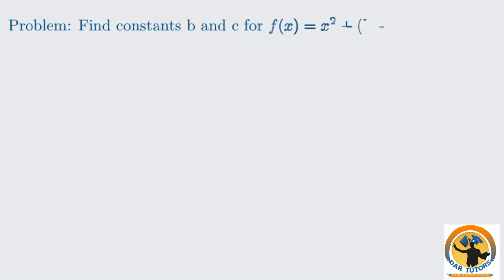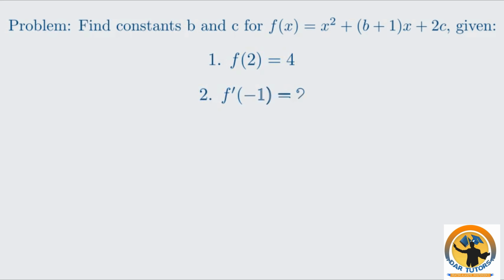Let's work through a more advanced problem that combines several concepts. We are given the function f of x equals x squared plus the quantity b plus 1 times x plus 2c. We are also given two conditions, f of 2 equals 4 and f prime of negative 1 equals 2. Our goal is to find the values of the constants b and c.